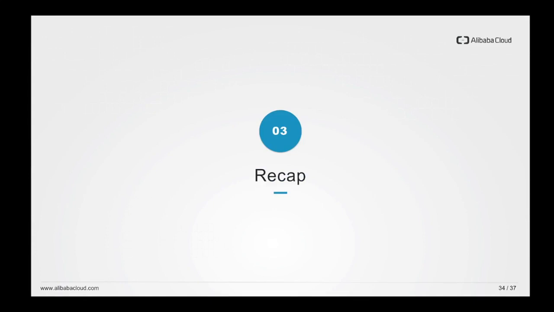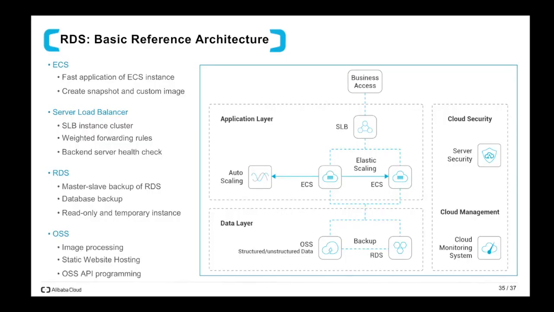Okay, so next let's do a quick recap. Here I will introduce a basic reference architecture that can be widely used in common application architecture. For the database layer, we can use the RDS instance we introduced in this webinar to store your structured data, and you can use OSS, the object storage service, to store structured or unstructured data like images and videos.